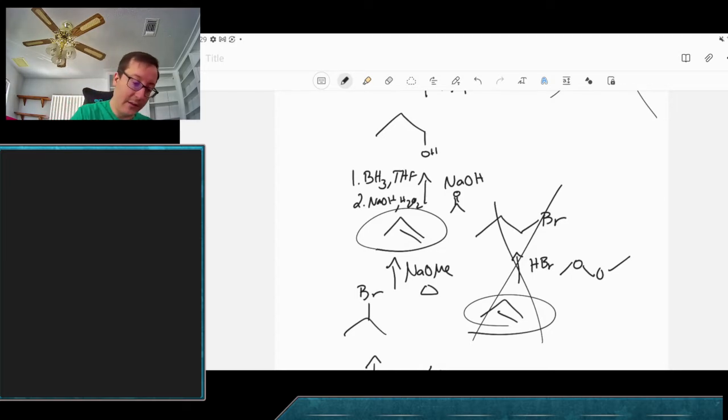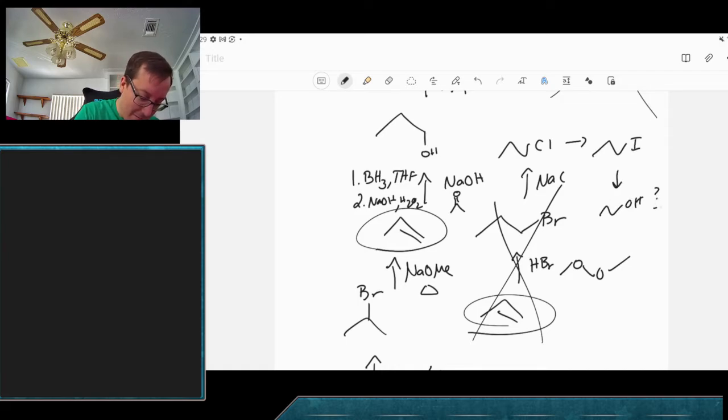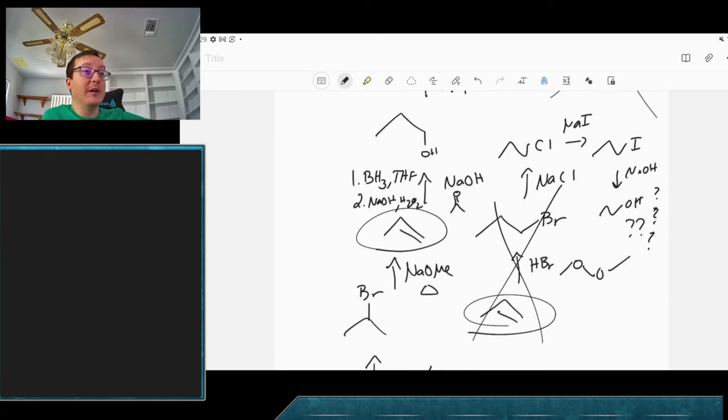I mean, yeah, you can then go, well, why don't we make this into a chloride and then to an iodide and then to an alcohol? Like, why would you do that? You're just wasting steps. There's really no reason to do that. So you always want to do it in the fewest steps possible. Always, always, always. So, any questions so far on this idea?